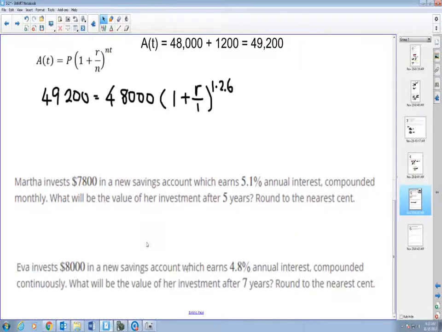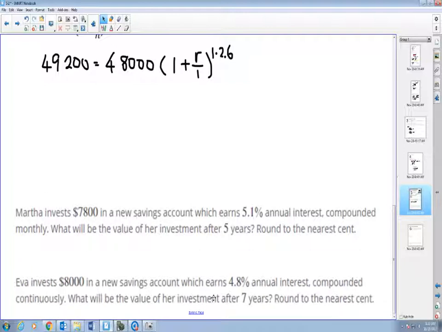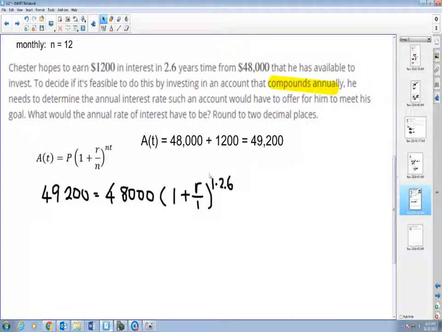Alright, let me simplify this a little bit. R over 1 is still R, and 1 plus R is still 1 plus R. So that's 48,000 times 1 plus R, raised to the 1 times 2.6, which is still just 2.6, equal to 49,200.